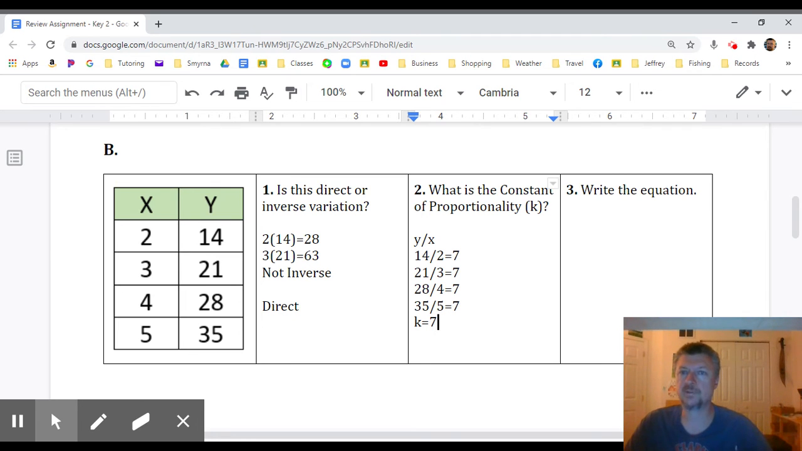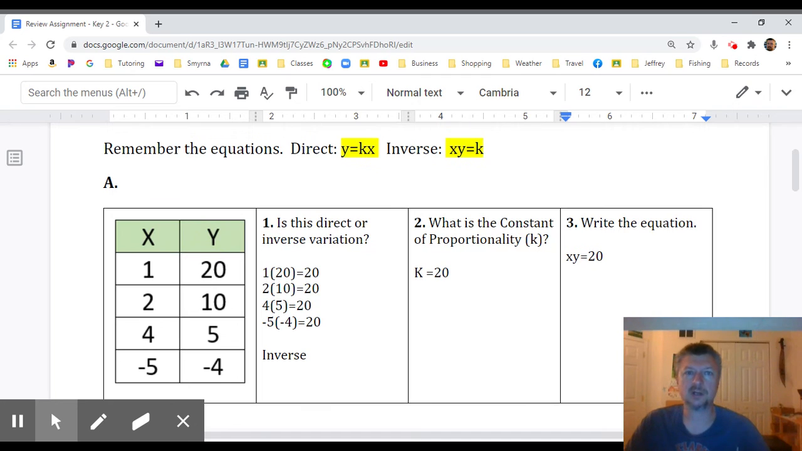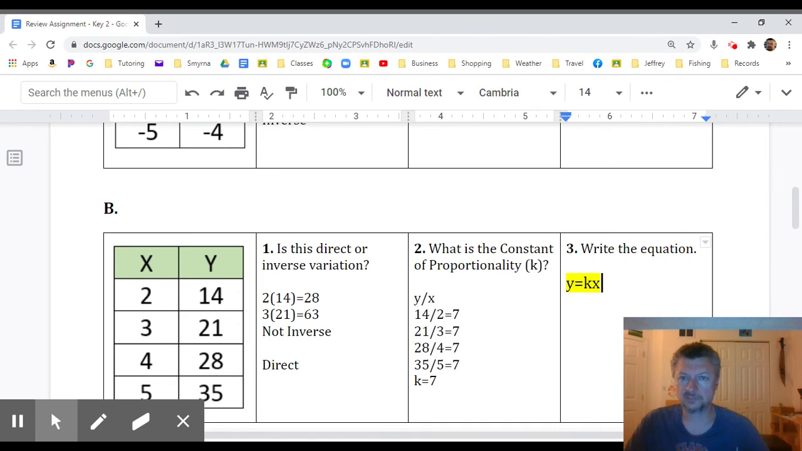Okay. Now we write the equation. Now it's nice and easy because we found all our stuff. Direct variation looks like this: y equals kx, but we have k as 7. So instead of putting a k there, we put a 7. There's your answer. Y equals 7x. All right, moving to the next one.